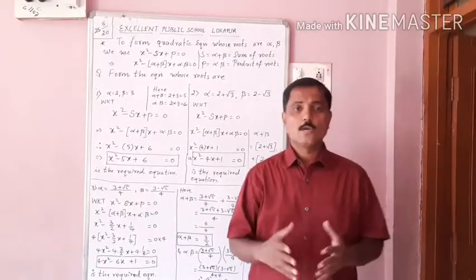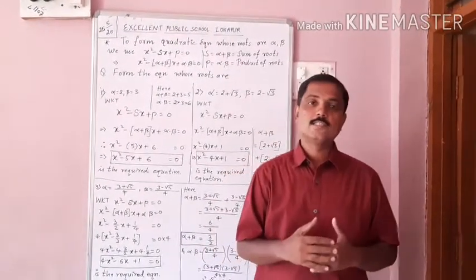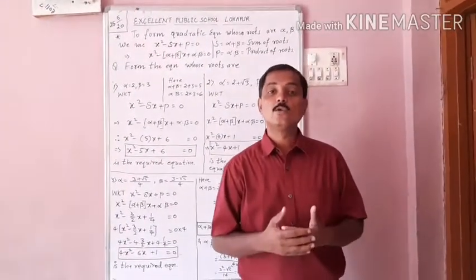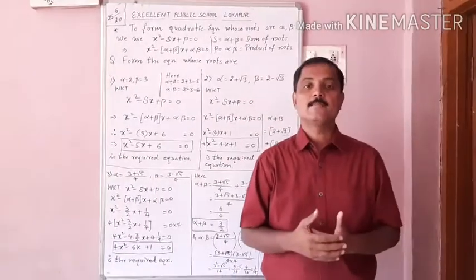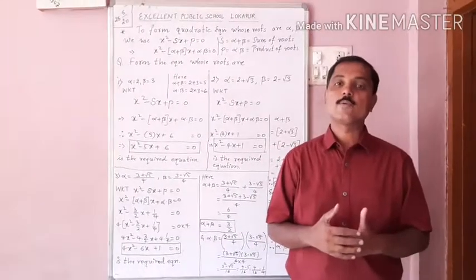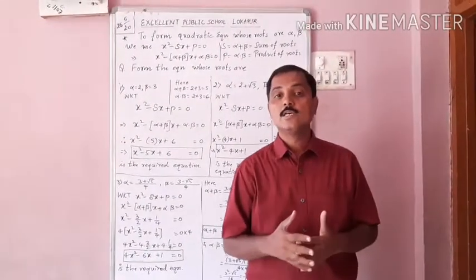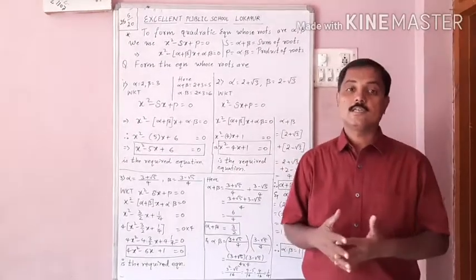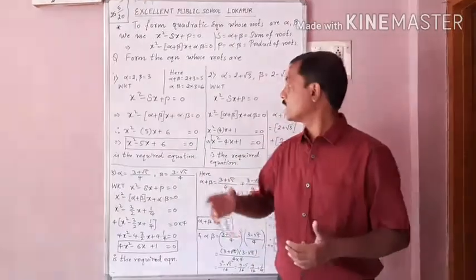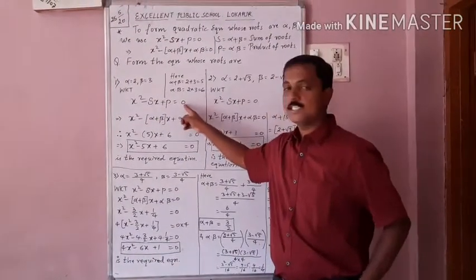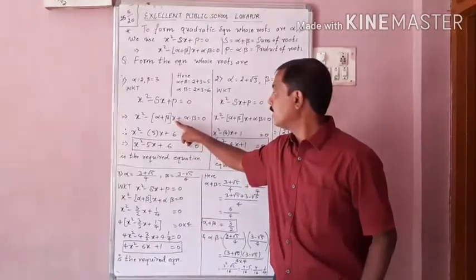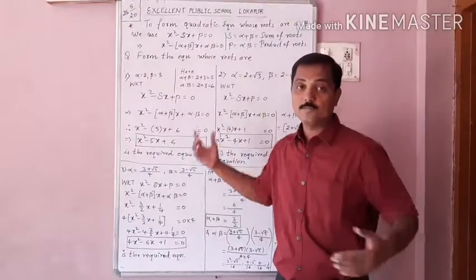So children, in today's session we learned how a quadratic equation is formed if its roots alpha and beta are given. The formula used to find the quadratic equation whose roots are alpha and beta is x squared minus sx plus p is equal to 0, or x squared minus (alpha plus beta) x plus alpha into beta is equal to 0.